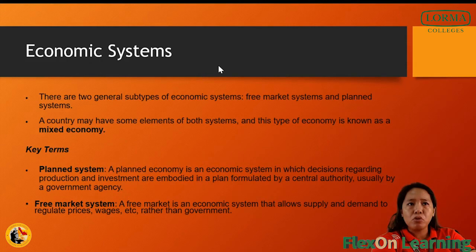Aside from that, we have the presence also of economic systems. Economic systems can affect your international business in what way? Okay? You can be affected because of production method, because of decision making activities, and distribution of goods and services. So, how? Okay? There are two general subtypes of economic systems: market systems and planned systems. Sometimes you might call the market systems the laissez-faire system or the capitalist system. And for the planned systems, we have the command economy. And if there is a combination of the free market system and planned or command economy, then we call it the mixed economy.